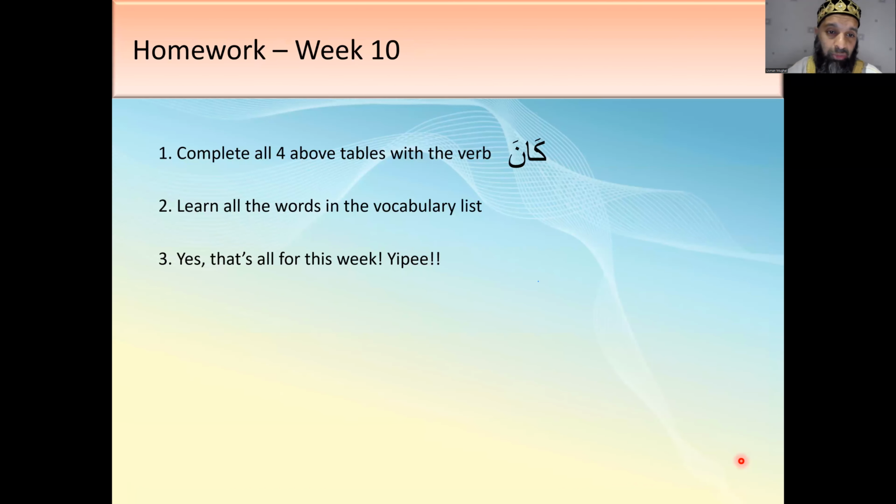Here's the homework. Complete all four verb tables with the verb kana. Learn all the words in the vocabulary list. That's all you got to do for this week. Yippee. Right, so jazakallah khair. We've gone over by 2 minutes. Do your best. Have questions, ask. And I'll see you all, inshallah, for the last lesson next week, inshallah.